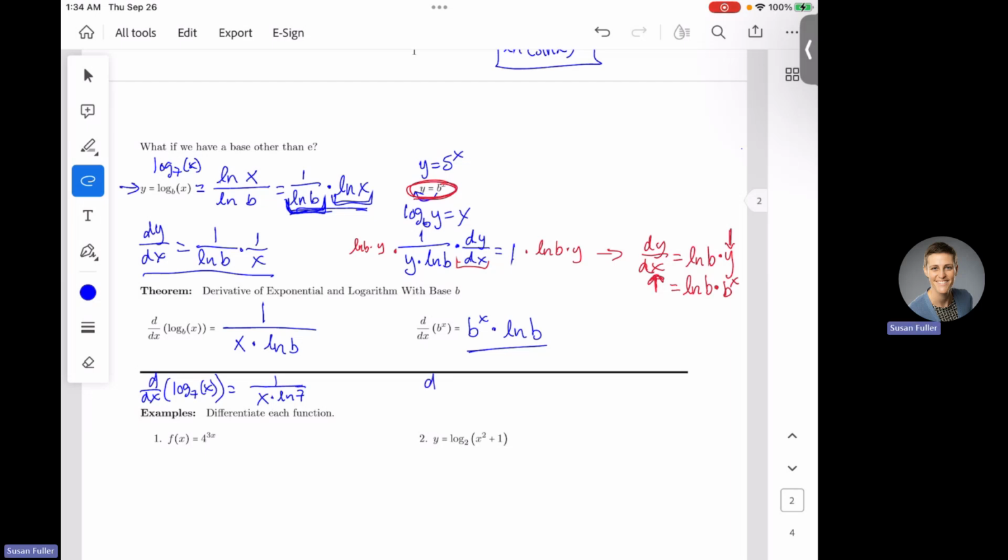So with that in mind, what is the derivative of 5 to the x? Yep, it is 5 to the x times the natural log of your base, which is 5. It's 5 to the x times the ln of 5.